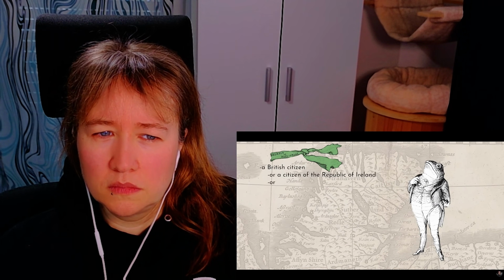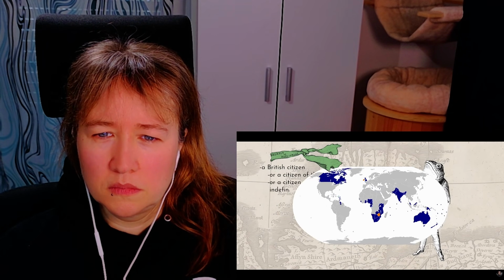the Republic of Ireland, or a citizen of one of the 54 countries of the Commonwealth, and who has indefinite leave to remain in the UK.